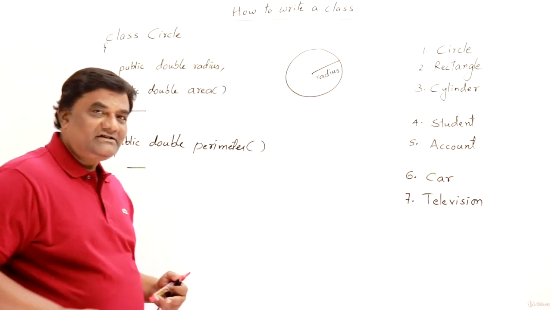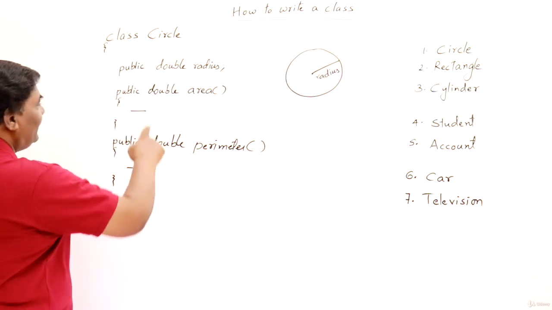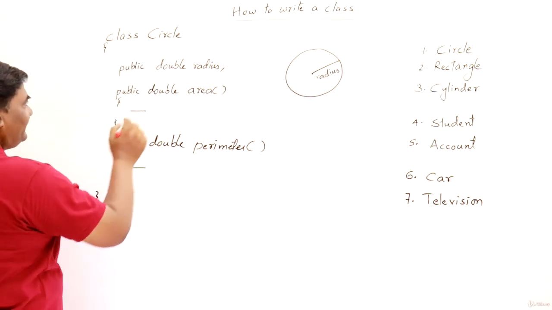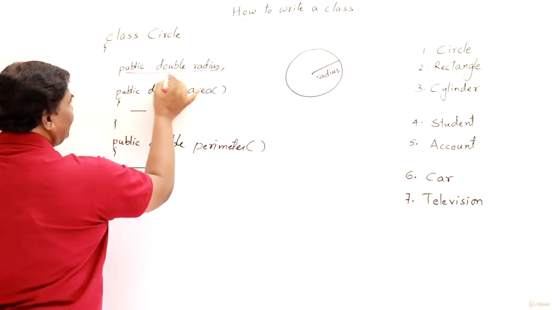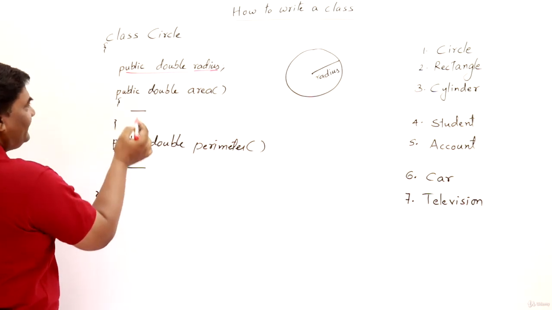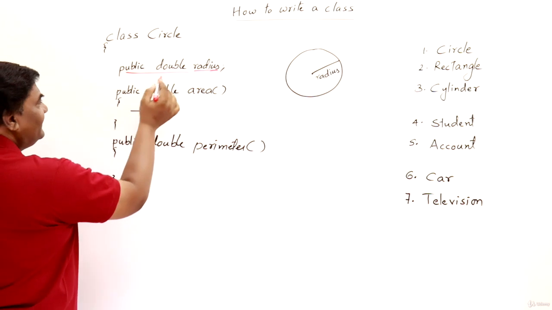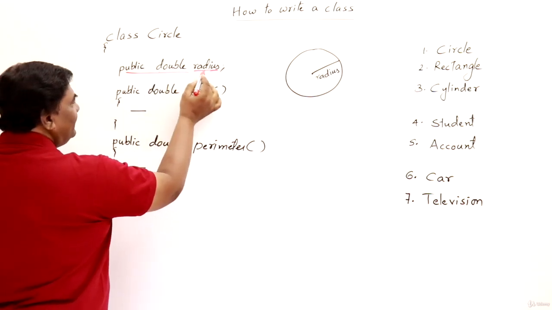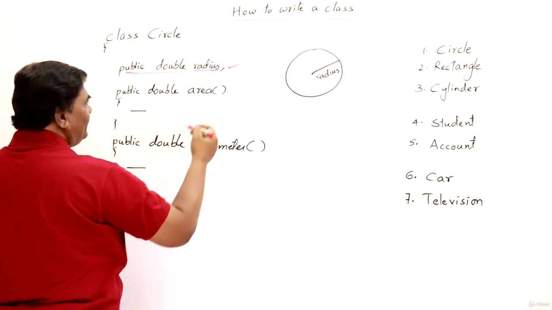So here I have a class for circle. If you see this, I have taken the members. The first thing is radius. It's a property. You can see that it's a variable. Just ignore public, which I have written. Why I am writing public, I'll show afterwards. Just read this much: double radius. So it's a property. It's a data member.